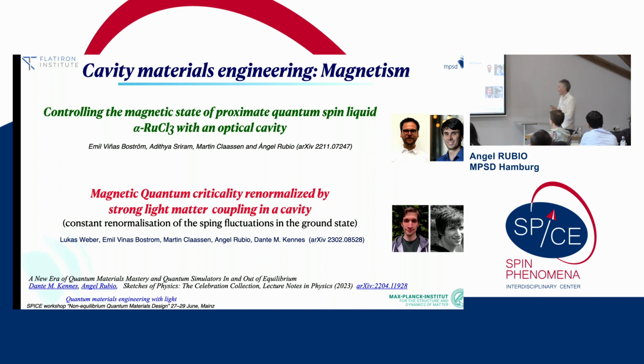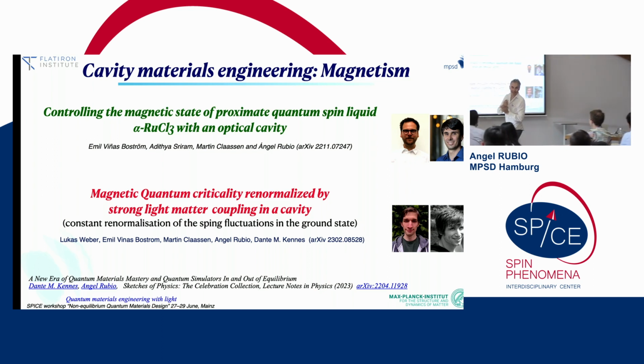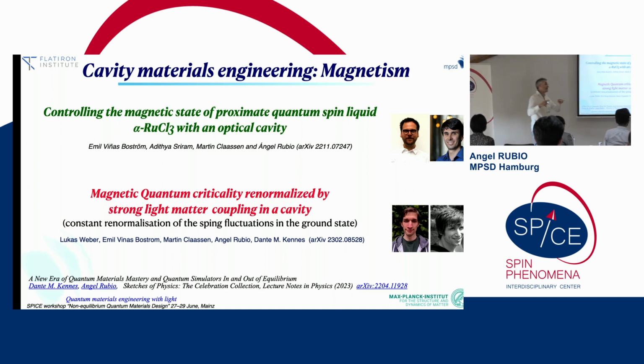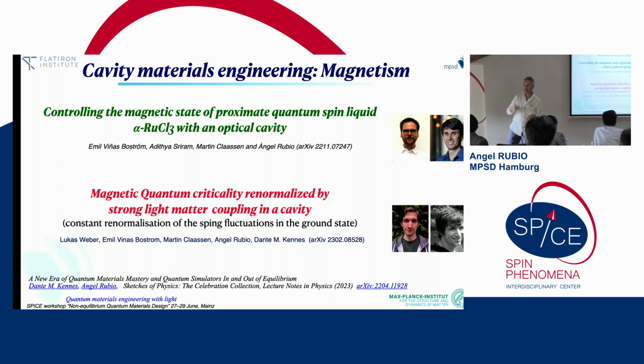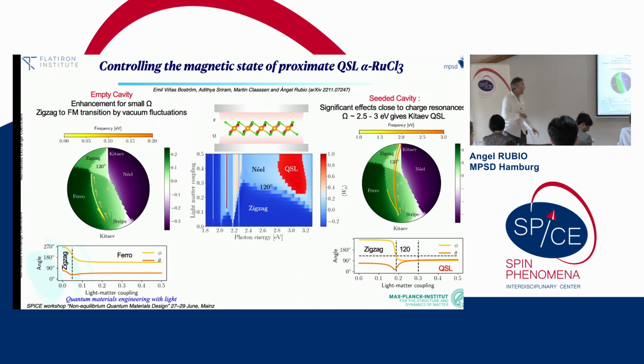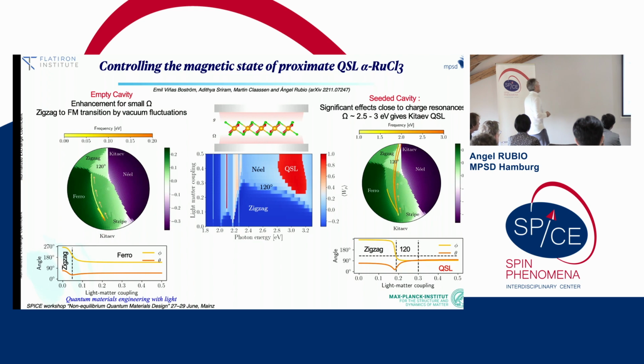Then I just wanted to flash two things that we are doing with Martin, which I think is very promising. You can control magnetism. You can go from antiferromagnetic to ferromagnetic in ruthenium trichloride. You cannot get the quantum spin liquid, but it's something which is interesting. This is basically in the empty cavity how you go from the zigzag order to the ferro, and it's automatic. It's very easy and it's analytic. And if you drive it, you can get it to higher magnetic orders.